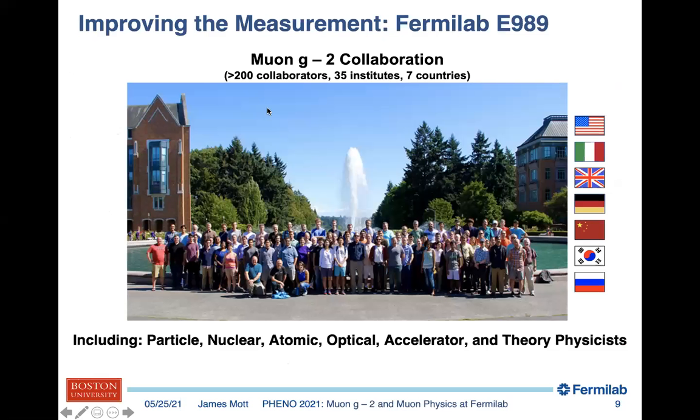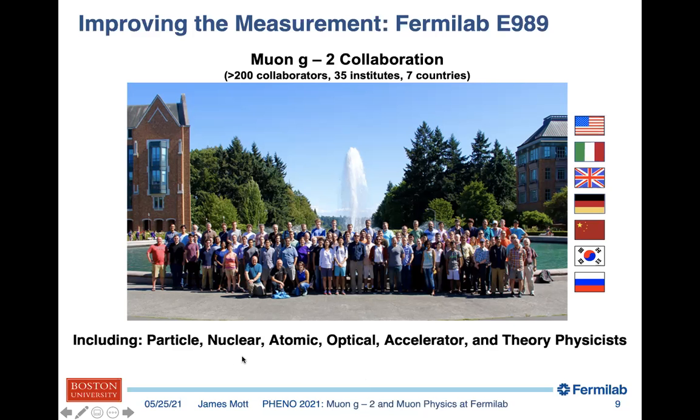Now, the new experiment, it's also called Muon g-2. There's 200 collaborators. Here's a picture of us in Washington. We come from 35 institutes in these 7 countries. We have a broad breadth of physicists from particle and nuclear, atomic and optic, accelerator and theory. And we need the expertise from all these different areas to do the experiment.